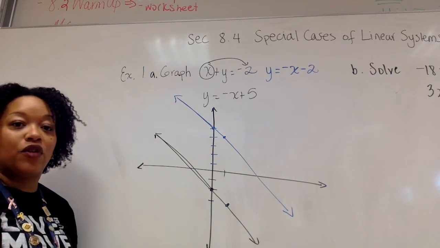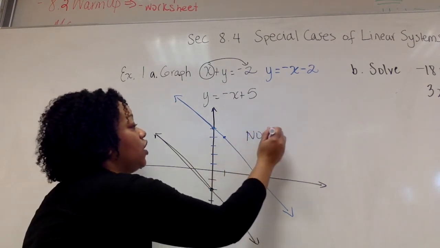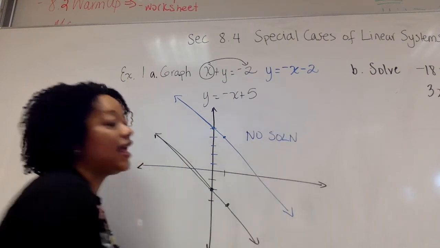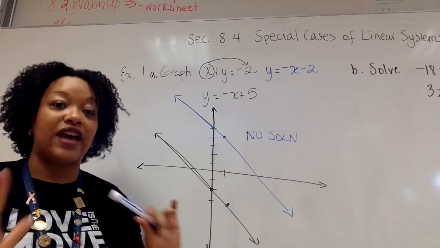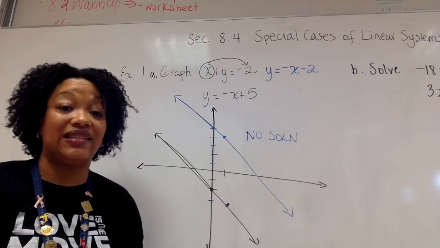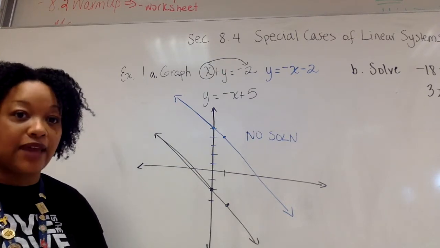They're parallel, they'll never intersect, so you simply write no solution. This is true because your lines are parallel and your slopes are the same. So that's how you'll know that you have an inconsistent system when you're graphing.